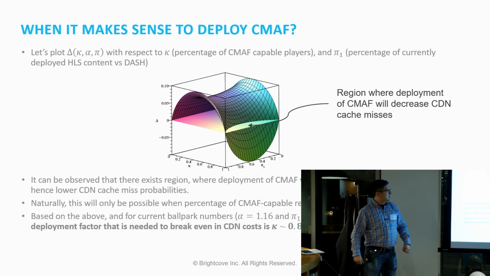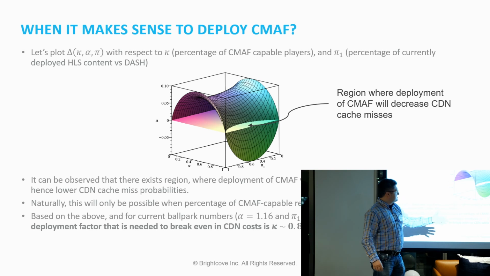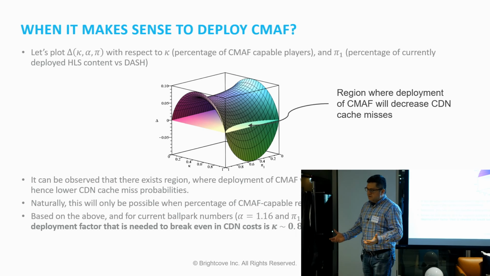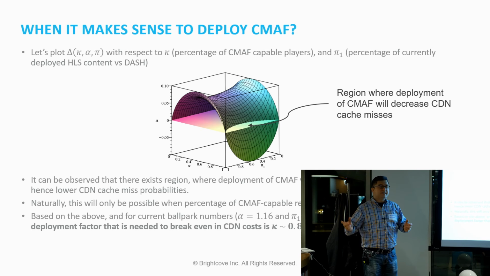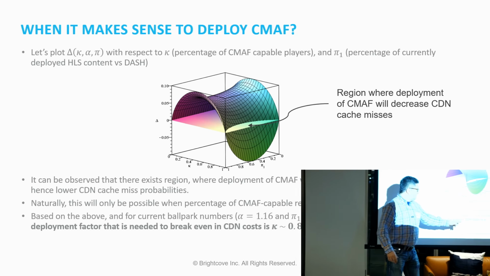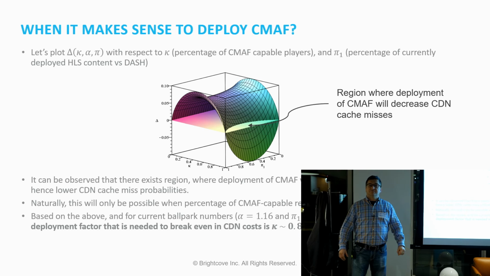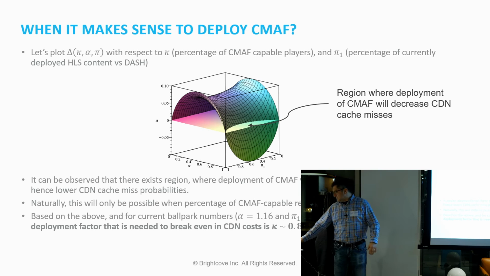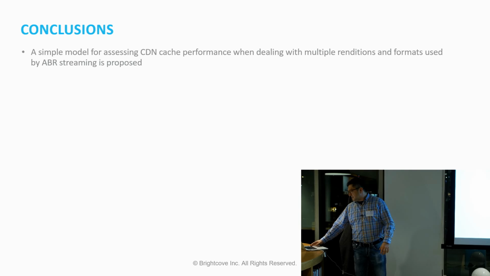And doing some plugging of ballpark numbers such as 1.16 for the decay of the popularity distributions, and assuming that, for example, 75% of devices use HLS versus 25% use DASH, we arrive at a wonderful factor of deployment for CMAF, which is 0.084, that is needed to make that standard successful. A few mathematical exercises with some consequences for some known problems.